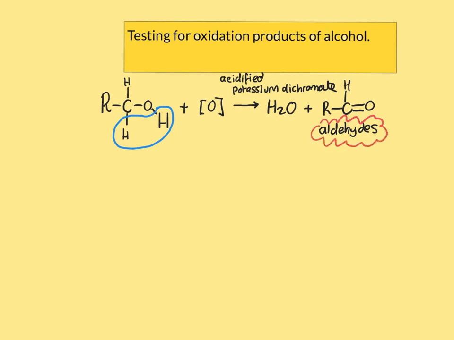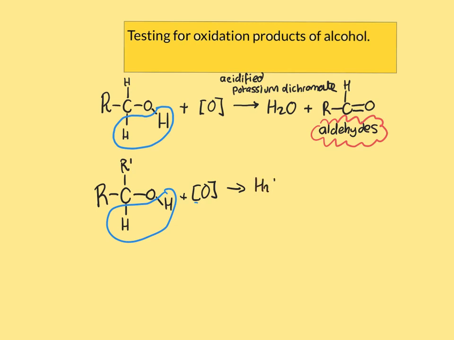Secondary alcohols have 2 carbons joined to the carbon that's attached to the oxygen and hydrogen. If in this case we lose 2 atoms of hydrogen that combine with the oxidizing agent, again we form water. And to draw the structure of the oxidation product, here it's exactly the same skeleton. We've lost the 2 hydrogen atoms, so the carbon double bonds up.